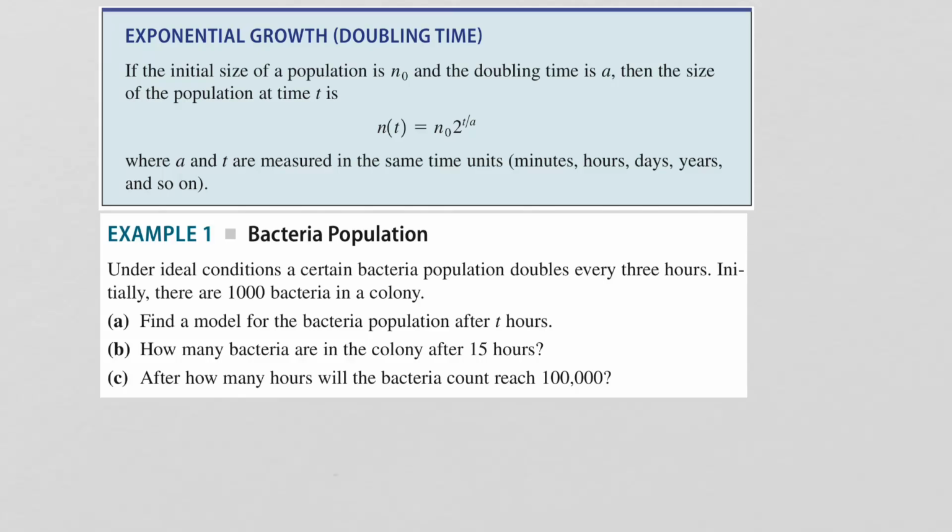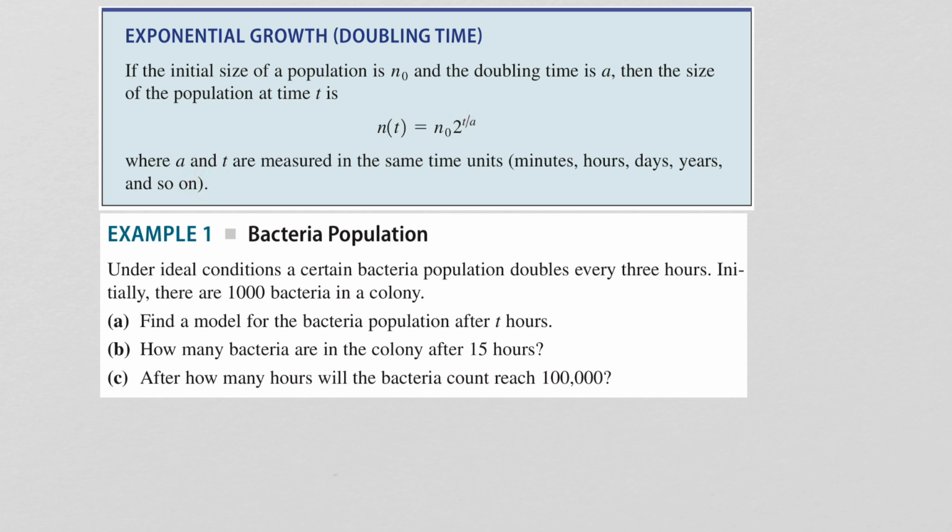Modeling with exponential functions. First, let's look at exponential growth from the perspective of doubling time. If the initial size of a population is N naught and the doubling time is a, then the size of the population at time t is N of t equals N naught times 2 to the t divided by a.